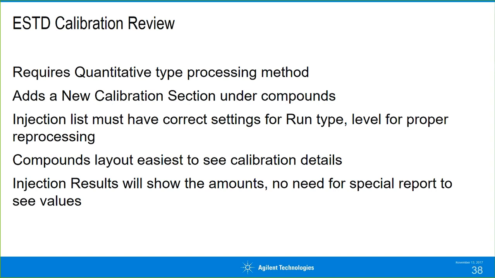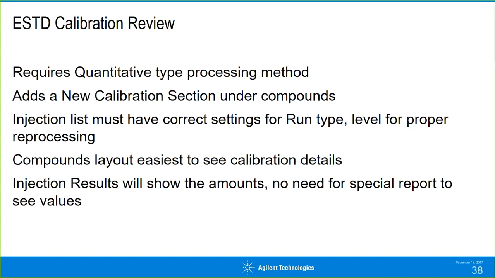So what do you do? You have to pick the right quantitative processing method. Error percent will not allow calibration, so you have to make sure that you're prepared to do the calibration method. Selecting a quantitative processing method option adds a new calibration section under the compounds and allows the calibration tab. Your injection list must have the correct settings. So what we did was that at the end.